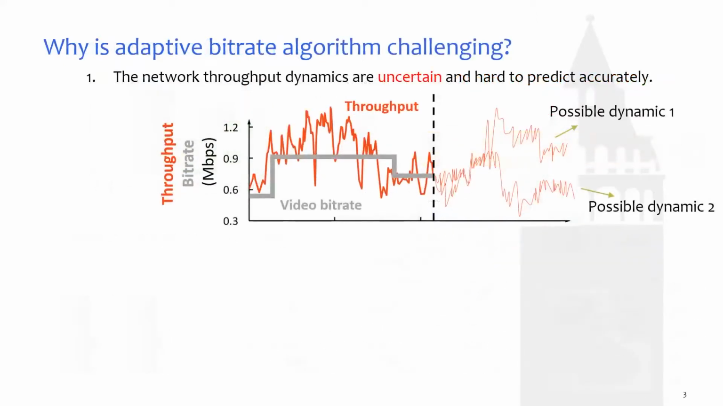There are two challenges in designing a good adaptive bitrate algorithm. One is the uncertain throughput dynamics. For example, at this point, how would the future throughput look? It goes higher, or it could remain steady for a while and then drop. In fact, it can be one of many possibilities. So past throughput observations cannot accurately predict what will happen in the future. It is very challenging to select a bitrate that adapts to the real throughput.